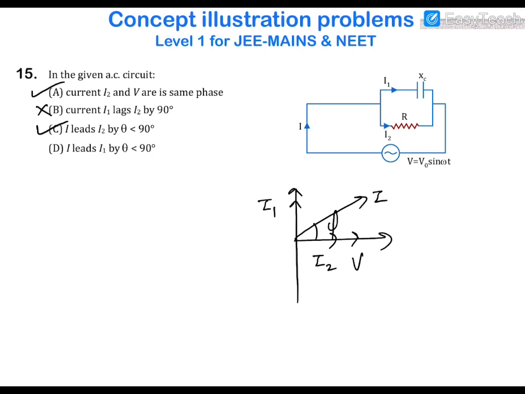And option D. Option D says that the current I leads I1 by an angle which is less than 90. So this is wrong, because I lags behind I1 by an angle which is less than 90. So the correct options in this question are A and C. Now let's move on the next question.